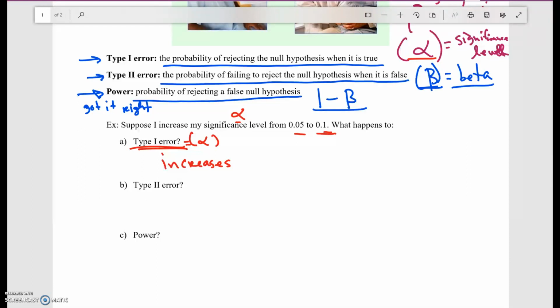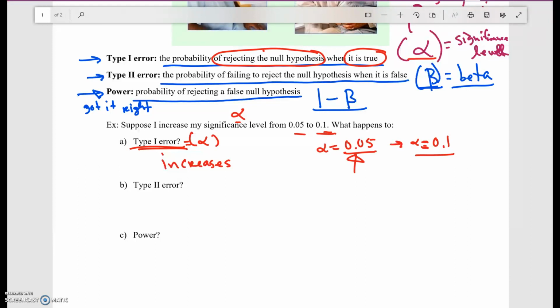Now, what's going to happen with my type 2 error? Let's think about this. Alpha, we changed from 0.05 to 0.1. That's my type 1 error, so we increased our type 1 error. The type 1 error is the probability of rejecting the null hypothesis when it is true. So what I'm doing is increasing the probability of rejecting the null hypothesis.